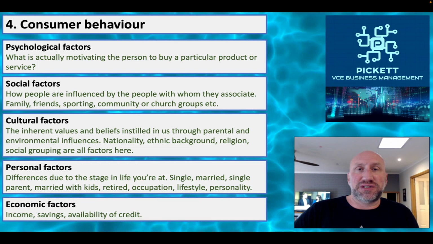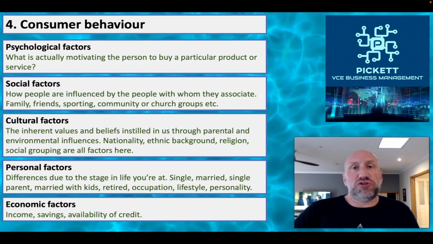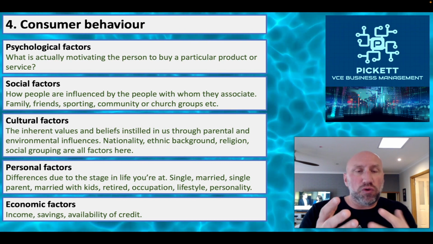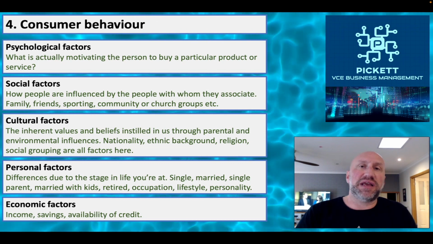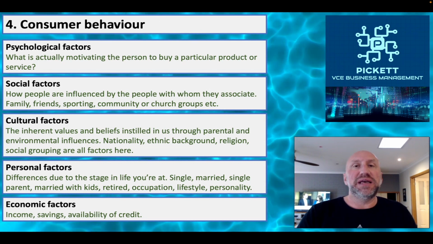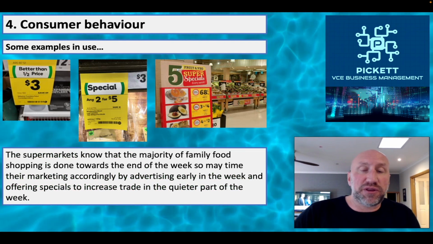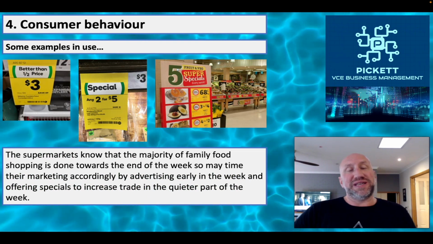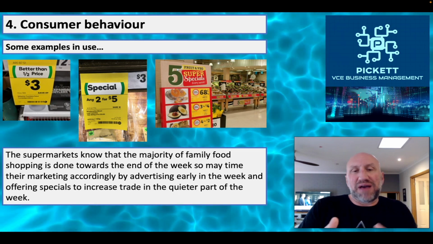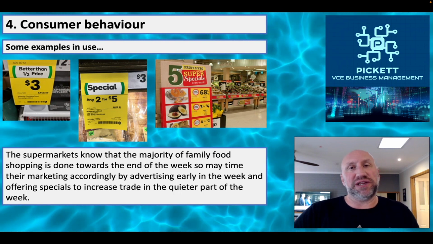And economic factors such as the level of income, how much you have in savings, how much credit you have available to you, all that sort of stuff. So if you think about it, in total, all of that is really going to influence our purchasing decisions and how we behave as consumers in the market. So some examples of that in use. The supermarkets know that the majority of family food shopping is done towards the end of the week or on the weekend. So often they advertise specials earlier on in the week to increase trade in that part of the week, which is generally quieter.